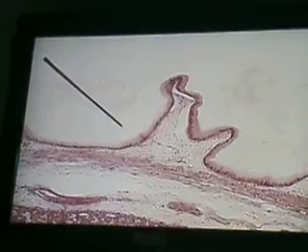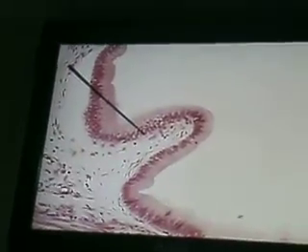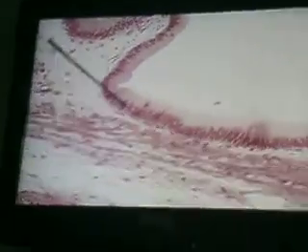Okay. So the mucosa, if you look closely, is lined with a simple columnar epithelium. That is the lining epithelium. Gorgeous. Lining epithelium of the mucosa of the gallbladder.